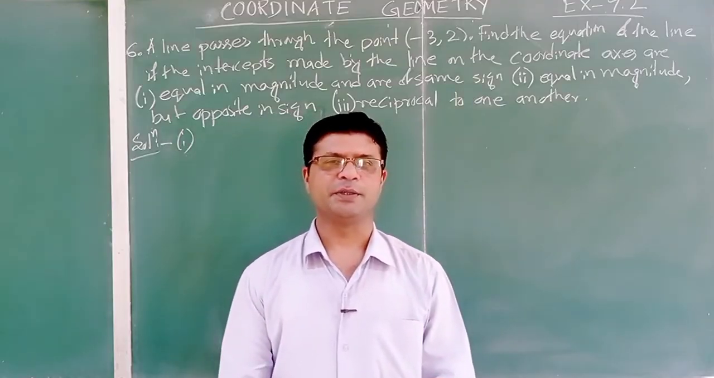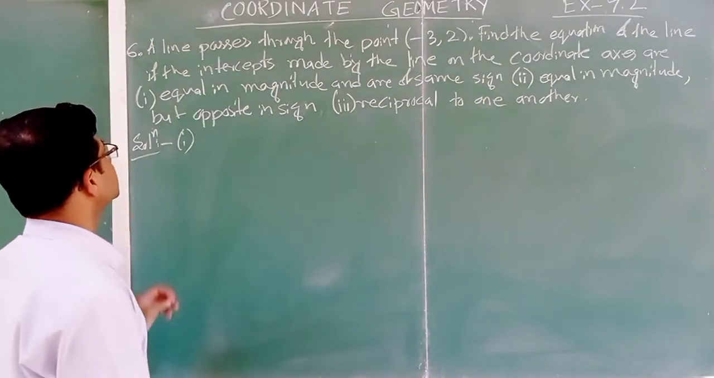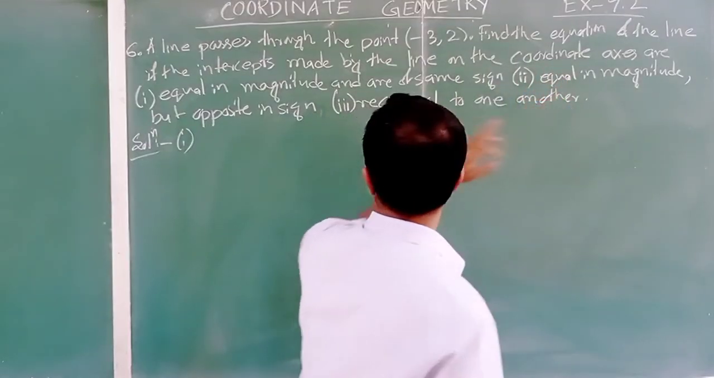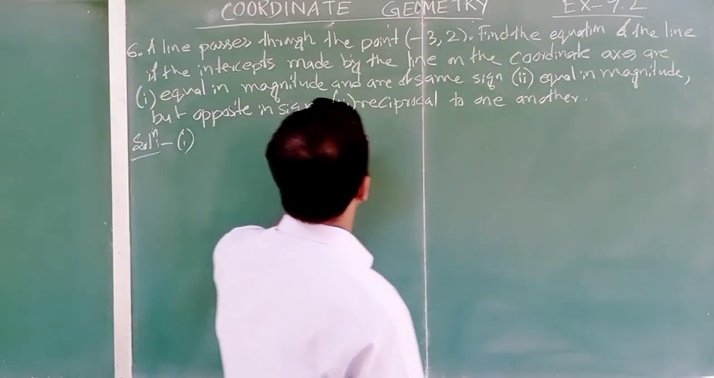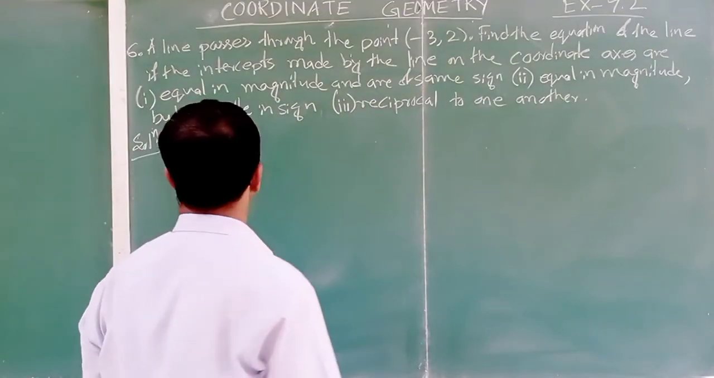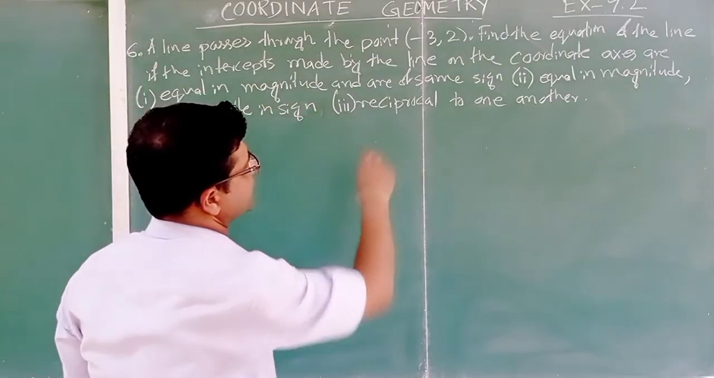We are in the chapter Coordinate Geometry, exercise 9.2. Today let us start in this video from question number 6. A line passes through the point (-3, 2). Find the equation of the line if the intercepts made by the line on the coordinate axes are, let us take, equal in magnitude and of the same sign.